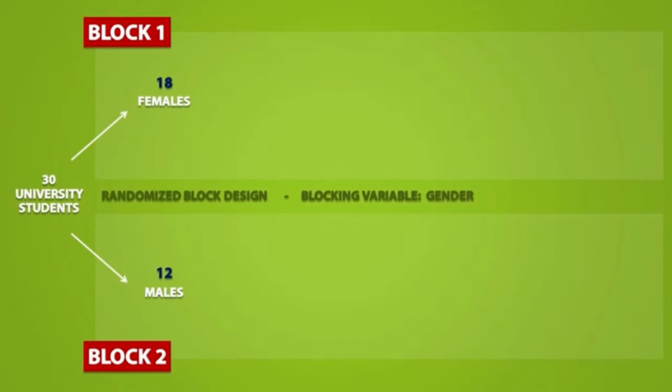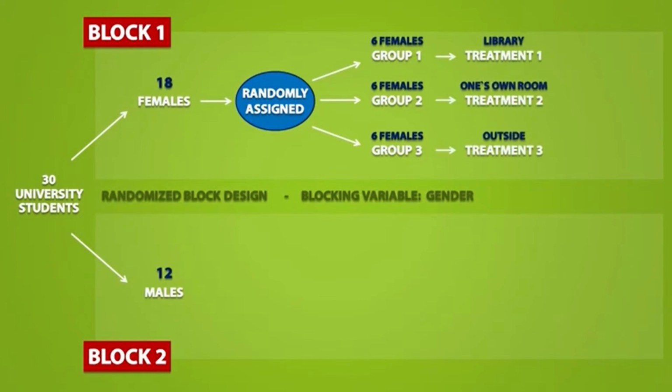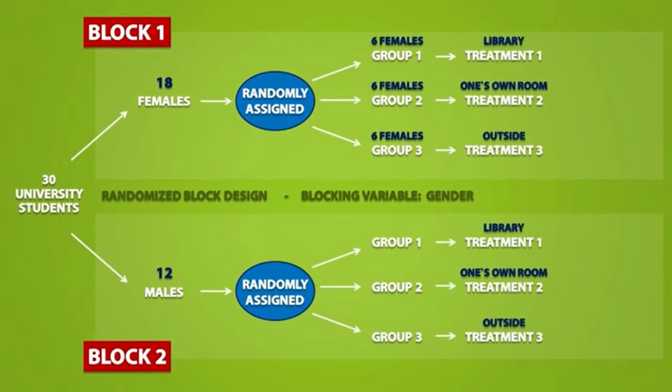We will have the females be randomly assigned to 3 different groups, and each group will have 6 females, and each group will receive different treatments. For the males, we are doing the same thing, except we have 12 males, so we will randomly assign 4 males into each group.